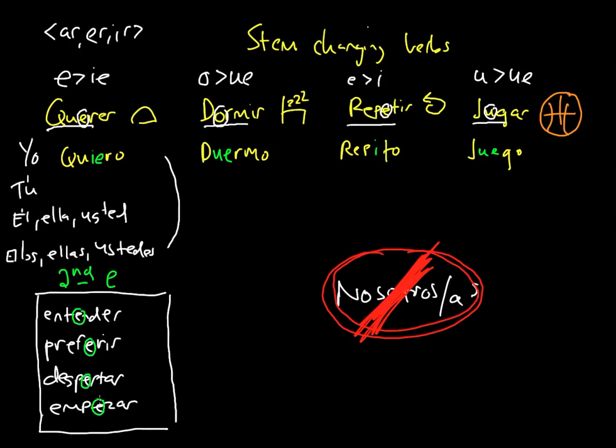And this E will change to an IE when you conjugate them in the present tense, except remember the nosotros or nosotras form. Okay, so don't forget this idea. It is not true when we conjugate stem changing verbs in the present tense.